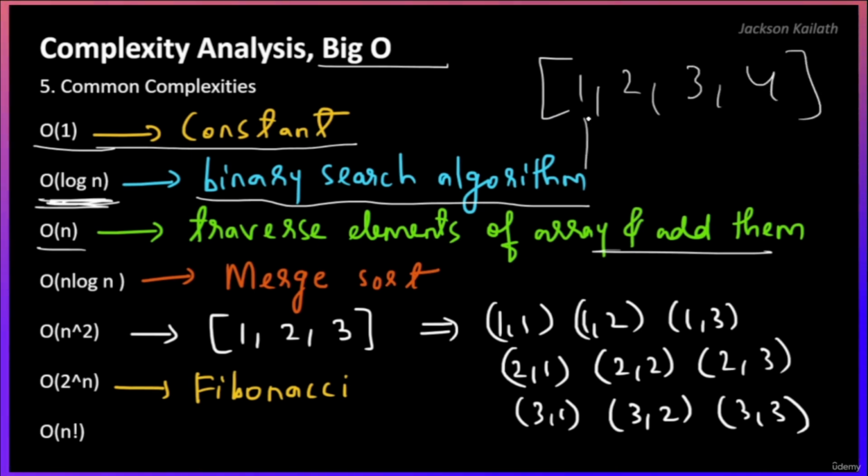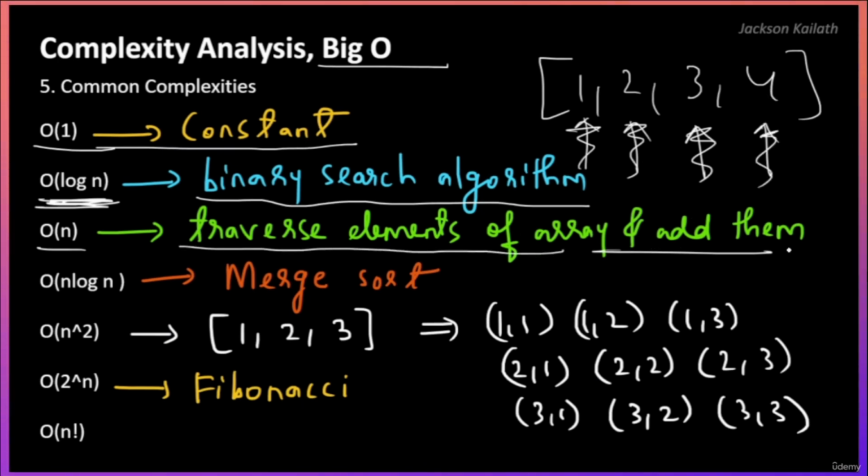So initially you come to 1 and you add that. So the sum is 1. Then you move forward, you come to 2. You add these two, so you get 3. Then you move forward. So 3 plus 3 gives you 6. Then you move forward and 6 plus 4 gives you 10. So this is an example where you traverse the elements of an array and you're adding them up.